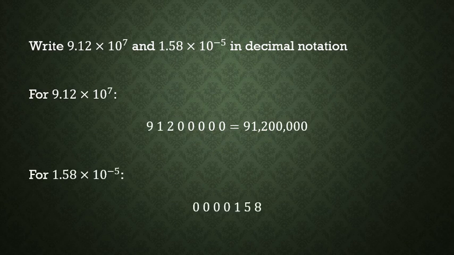The other one here, 1.58 times 10 to the negative 5th. Looking at this exponent, I know that I have to move it 5 places, and I'm moving it to the left. This is where my decimal is right now, so I'm just going to move it 5 places left there, and again, you see that I added in zeros. 2, 3, 4, 5. So that's where the decimal point is now.